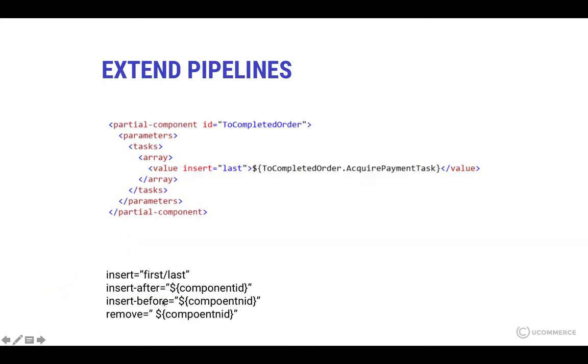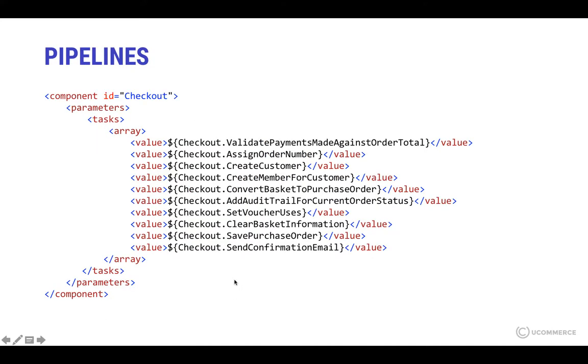We can do the same thing before. So we can also say we want to run before this. And of course, we can remove a component outright. So if we go back and say, you know what, we don't really want to send confirmation emails, we can just remove that particular component with a configuration that sits off to the side.